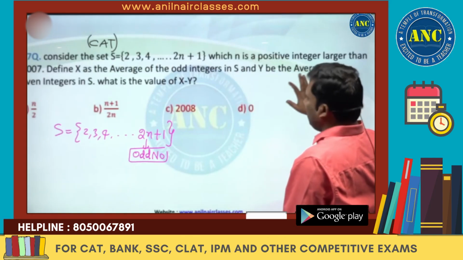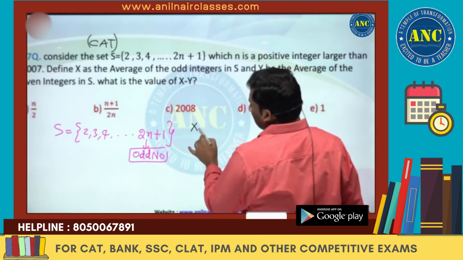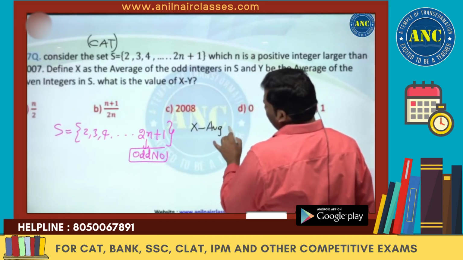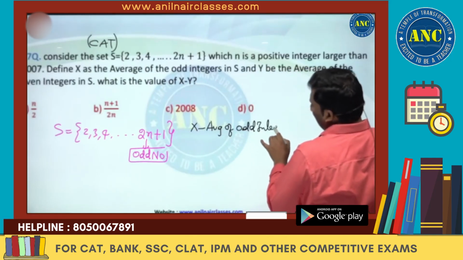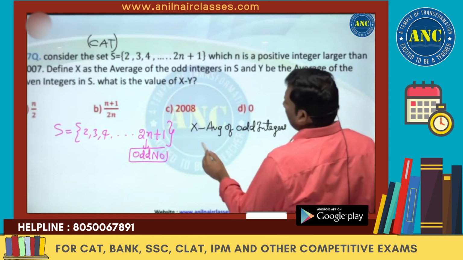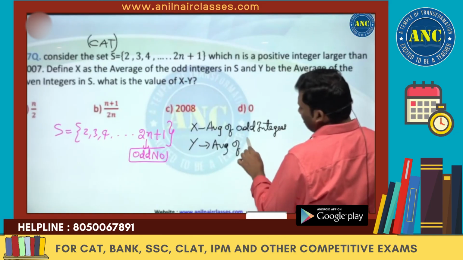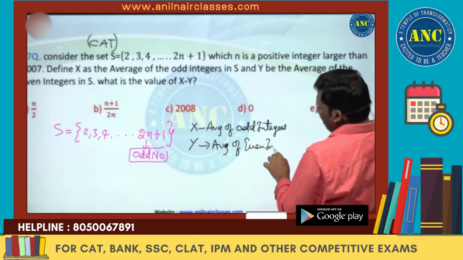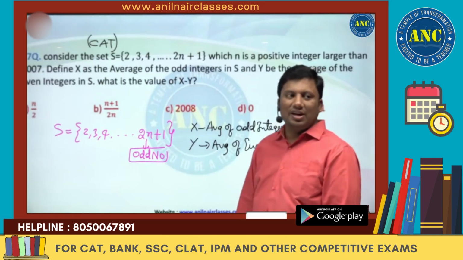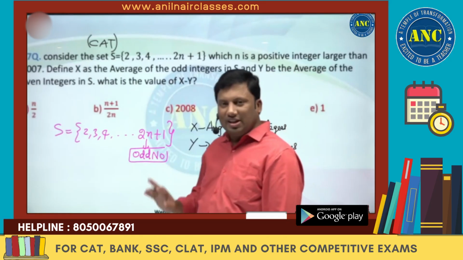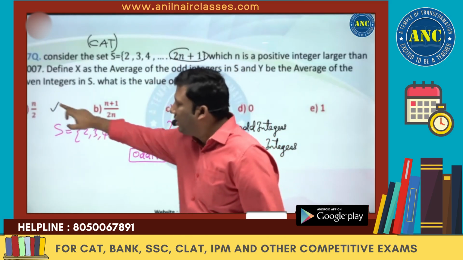Where n is a positive integer, define x as the average of the odd integers. X is called the average of the odd integers. What is y? Y is called the average of the even integers, because it is ending as an odd number. Question contains variables. Answer also variables are there.